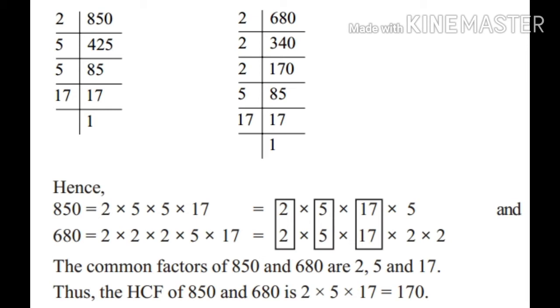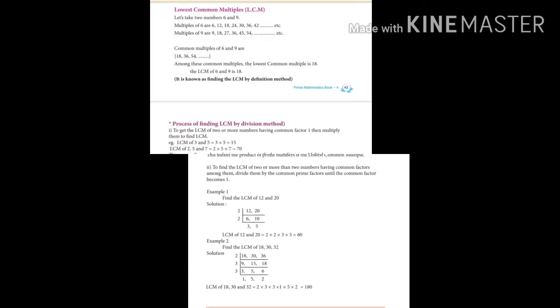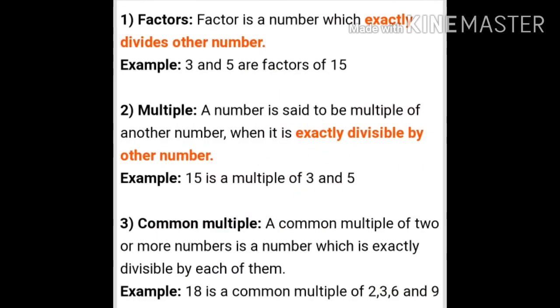Finding the HCF means finding the common factors, which are those numbers that can divide the given numbers exactly, but it should be the highest one. Now let's move to LCM, or lowest common multiple.